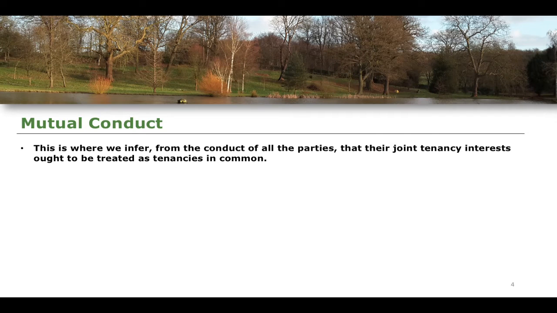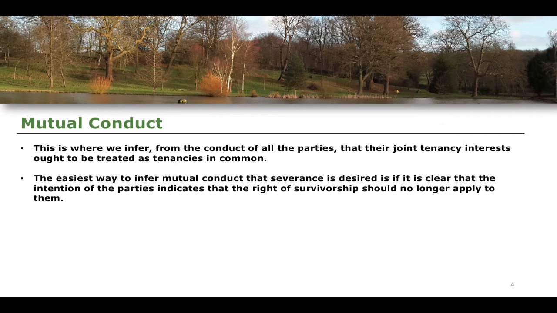This is where we infer from the conduct of all the parties that their joint tenancy interests ought to be treated as tenancies in common. And so, as a result, the easiest way to infer this mutual conduct that severance is desired is if it is clear that the intention of the parties indicates that the right of survivorship should no longer apply to them. This is the easiest way to, through mutual conduct, determine that severance has been at least achievable and desired, and at least wanting to be ascertained.